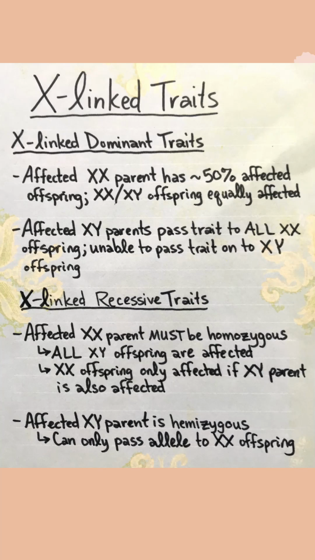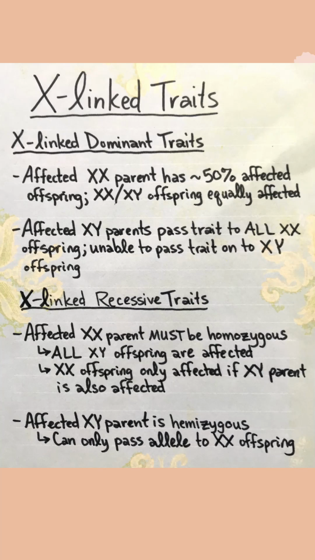When talking about an X-linked recessive trait, if you have an affected XX parent, that means that they must be homozygous for that recessive allele. So every offspring that they have, they are going to contribute that recessive allele on an X chromosome, whether those children are XX or XY. Therefore, all XY offspring will be affected from an affected XX parent.